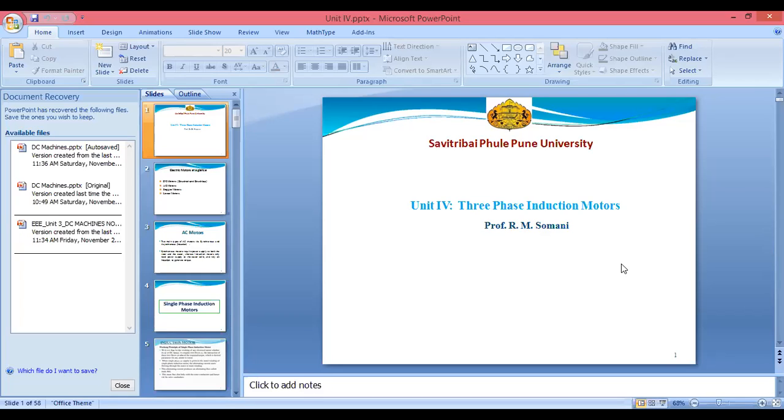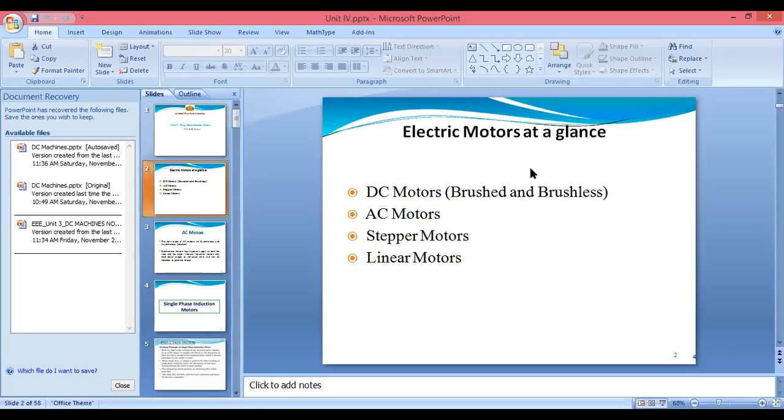Three-phase induction motors are widely used in industry and in commercial applications. This type of motor does not require any starting device. That's why we can call the three-phase induction motor a self-starting induction motor. So in our syllabus, we are supposed to study the three-phase, self-starting induction motor, because it does not require any starting device.